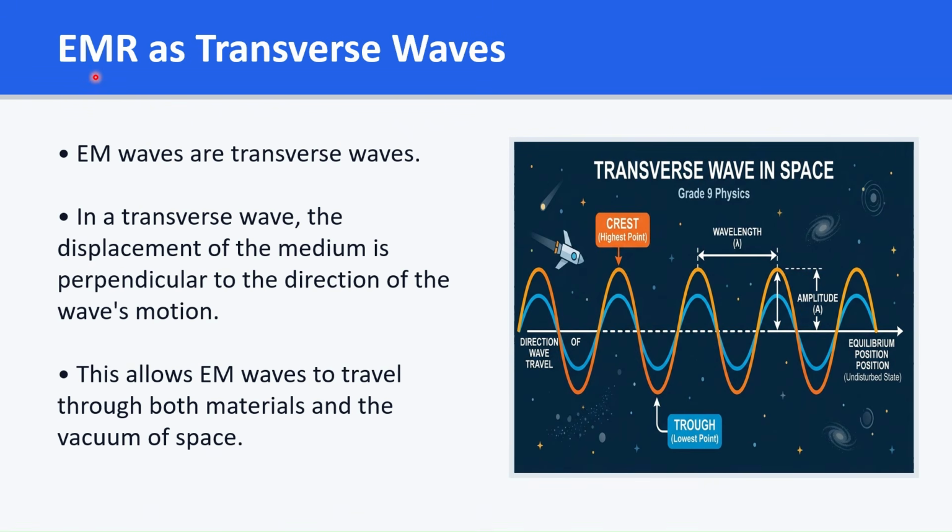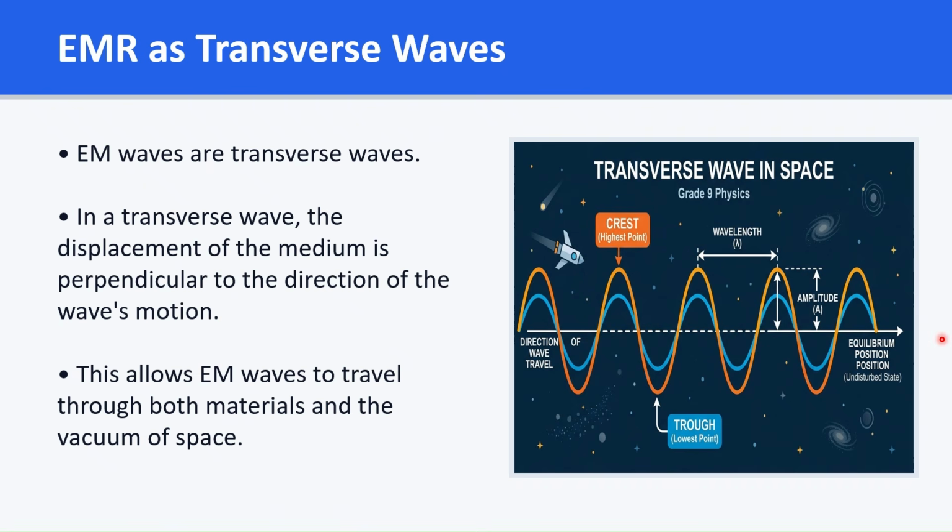So did you know that EMR is a kind of transverse wave? So think of a stadium wave at a sports game. People jump up and down, but the wave moves sideways. That's a transverse wave. In a transverse wave, the displacement of the medium is perpendicular to the direction of the wave's motion. So when we say perpendicular, 90 degrees jud na. Kung i-measure na to, 90 degrees jud ang direction sa wave.